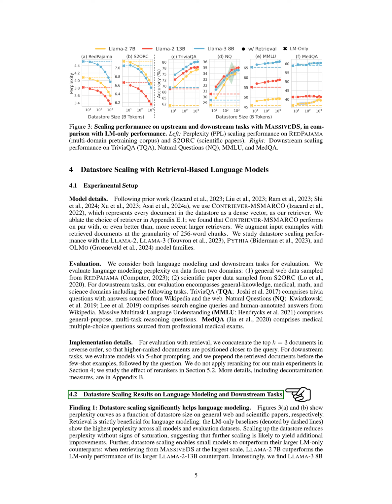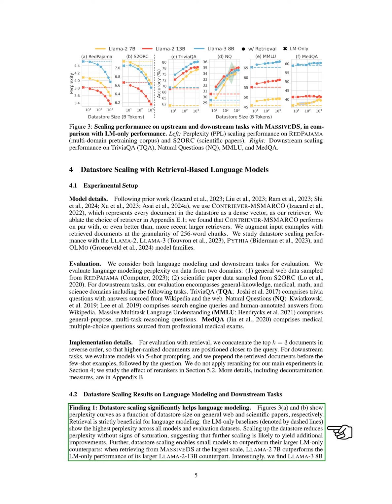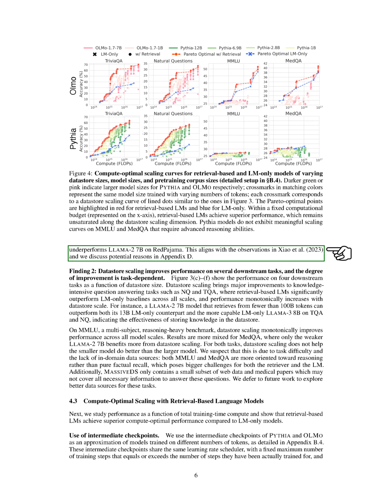Our first finding is that scaling the datastore significantly enhances language modeling. The figures illustrate how perplexity changes with datastore size for general web content and scientific papers. We observe that retrieval is always advantageous for language modeling. The models that rely solely on language modeling show the highest perplexity across all datasets. Increasing the datastore size consistently lowers perplexity without reaching a limit, indicating that further increases could lead to even more improvements. Notably, scaling the datastore allows smaller models to outperform larger language-only models.